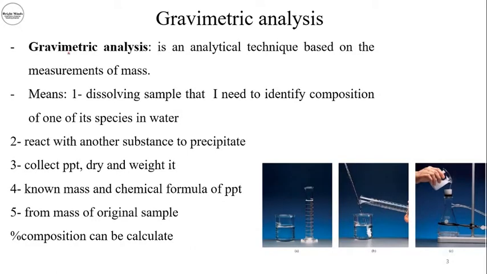In gravimetric analysis, we usually follow certain steps. The first step, I dissolve my sample, that I need to identify the composition of one of its species, in water. Then I react it with another substance that I know will give a precipitate. I collect this precipitate, I dry it and weigh it. Knowing the mass and the chemical formula of my precipitate, I can calculate the percent by mass of the needed species in the product, and from knowing the mass of the original sample I can get the percent composition of my species in the original sample.